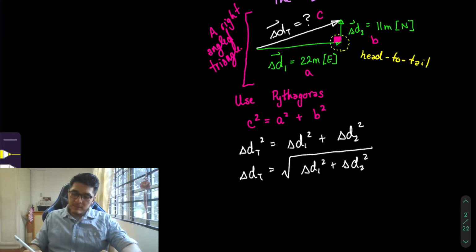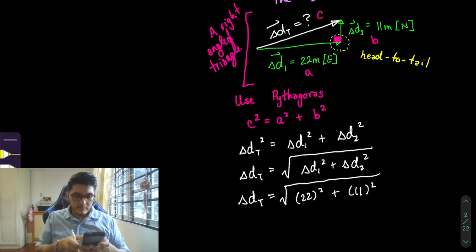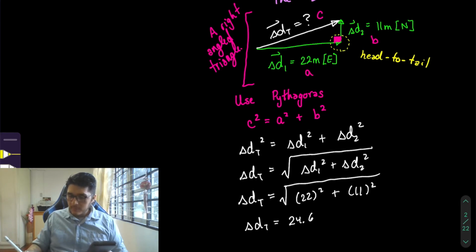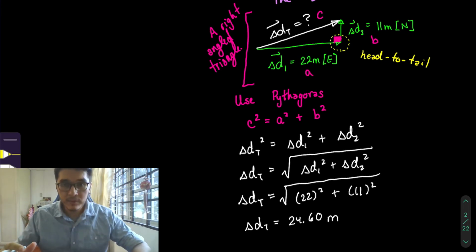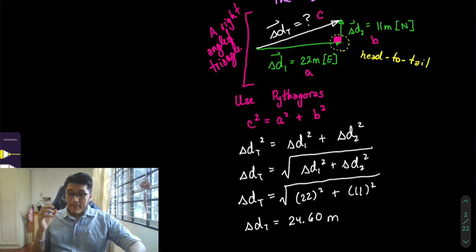And at this point, it just becomes a matter of substituting in the values. So that's going to be 22 squared plus 11 squared. Let's see what we get. Please correct me if I'm wrong, but I'm pretty sure I won't be wrong. This is about 24.6 meters, right? Because the distance was a scalar quantity. I mean a length, so it's in meters. So the length of our total displacement is 24.6.